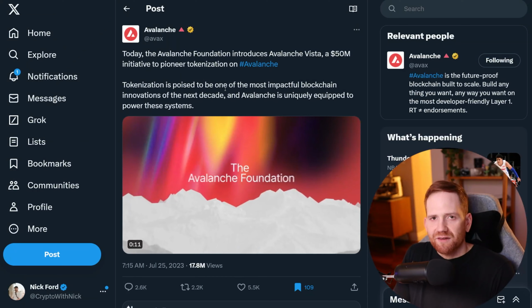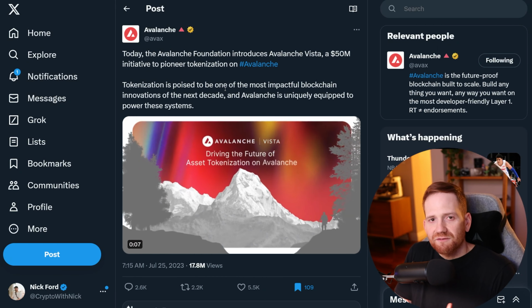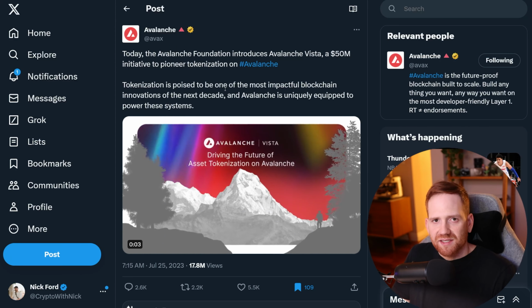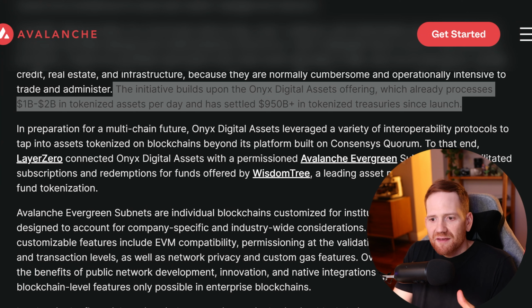They're really going after these institutional players, so much so that they even launched this Avalanche Vista Fund, a $50 million fund to help pioneer tokenization of these assets. This is paying off massively because Avalanche was able to partner with JP Morgan for their Onyx project under Project Guardian. We can see here that Onyx manages over $950 billion in tokenized treasury, and they've been able to already process $1 to $2 billion through this partnership.